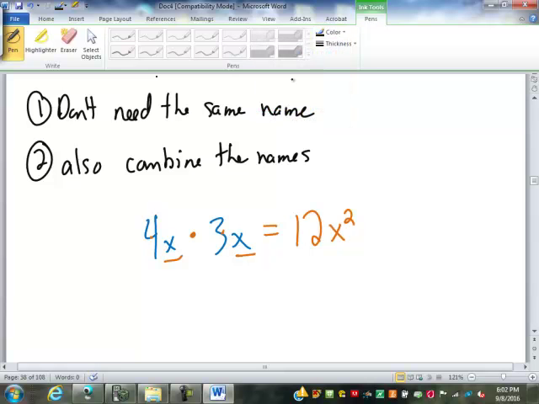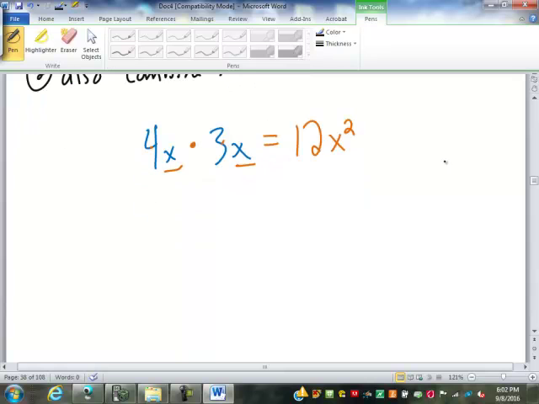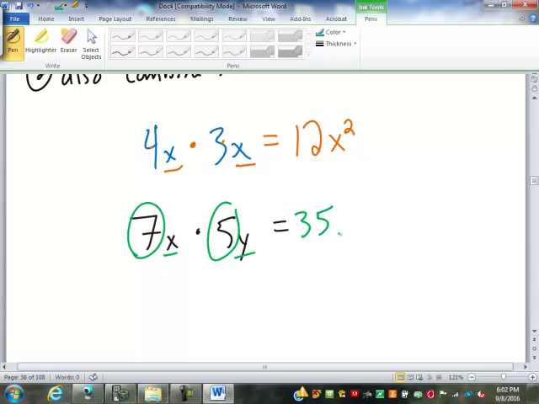Well, then we multiply. We might have 7x times 5y. They have different names. Can I combine them? Yeah, when I'm multiplying, I don't need the same name. I'm going to combine the counts. 7 times 5 is 35. Then I'm going to also combine the names. X times y is just going to be xy.